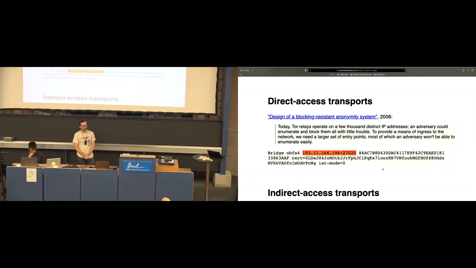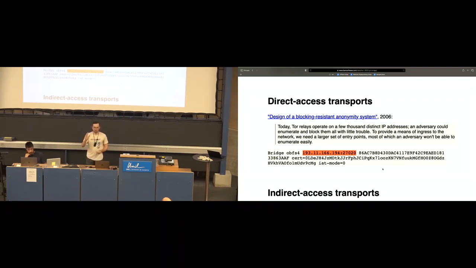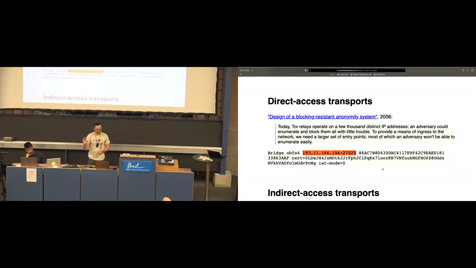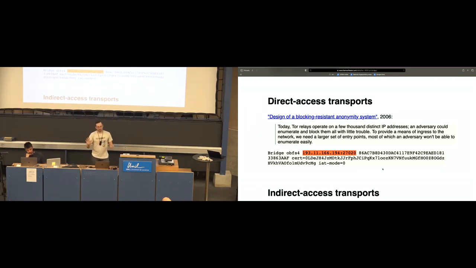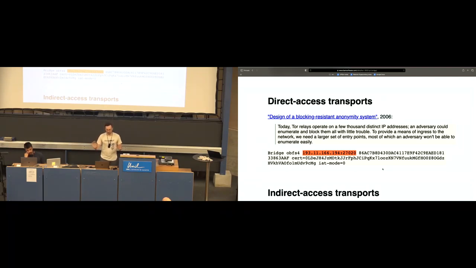If you haven't read this paper, or if you haven't read it in a while, it is definitely worth revisiting. This paper from 2006 is remarkably forward-looking. I'm always amazed when I go back and read it, and I think about all the things that it anticipated. It's really, really good. It was sort of before even pluggable transports. This was laying out the design for Tor bridges.